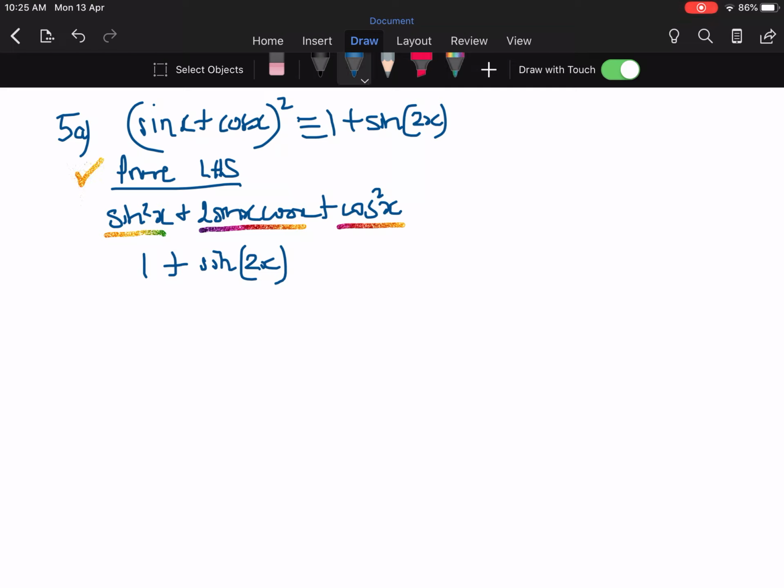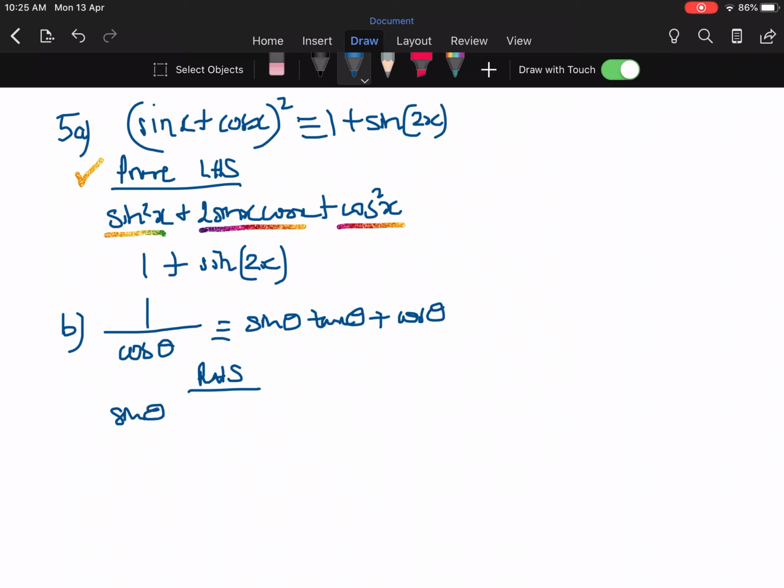Okay, so the first one starts off quite easy. For B, we've got 1 over cos theta is equal to sin theta tan theta plus cos theta. So this one I'm going to prove the right hand side is equal to the left hand side, equivalent.